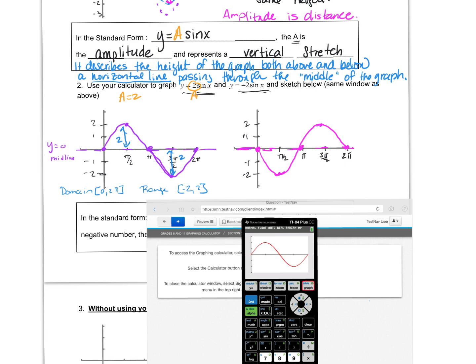Okay, so let's talk about the amplitude here. Again, the amplitude is the same. It does not change. This is still A, and it's still a 2. From here to here is 2. It's not a -2, it's 2. So when we talk about the amplitude, we're going to say the amplitude is 2, but it has a reflection, and it reflects across the x-axis.